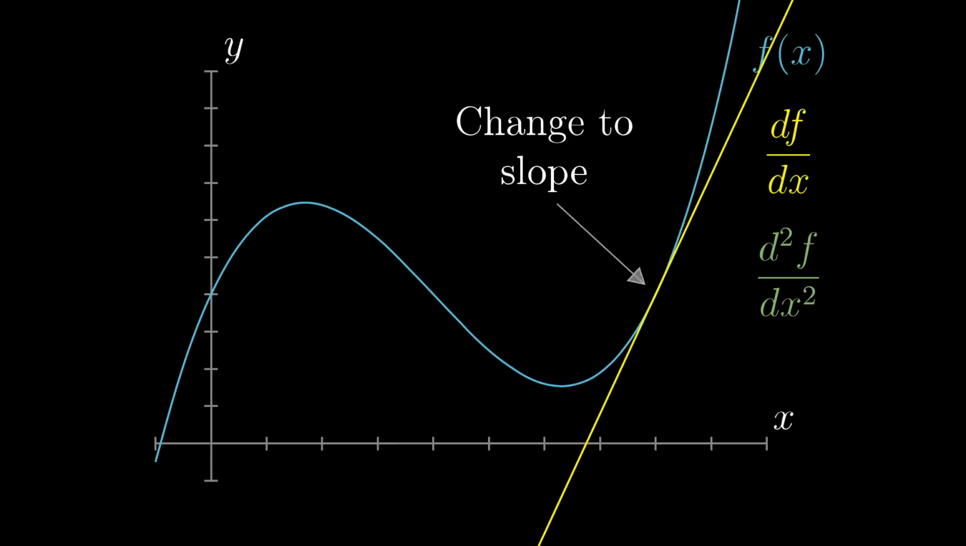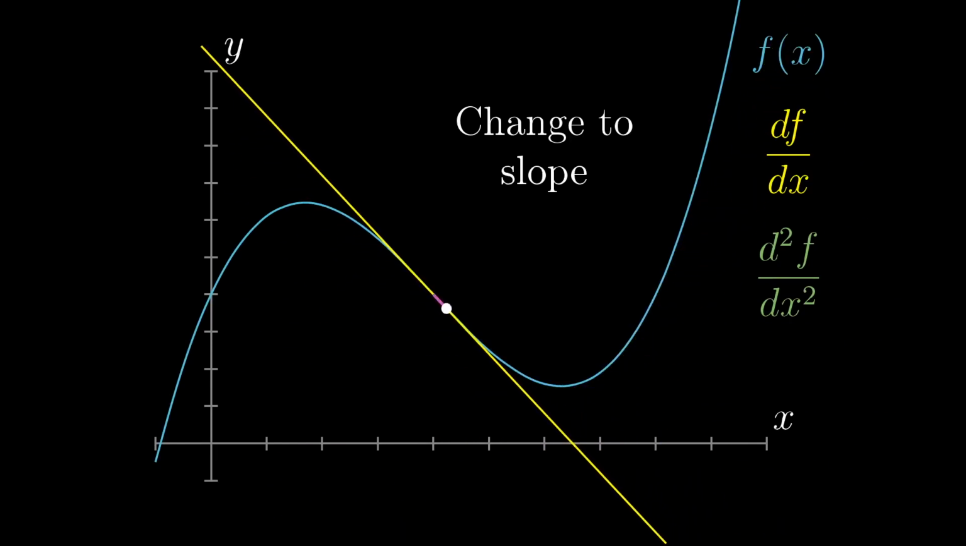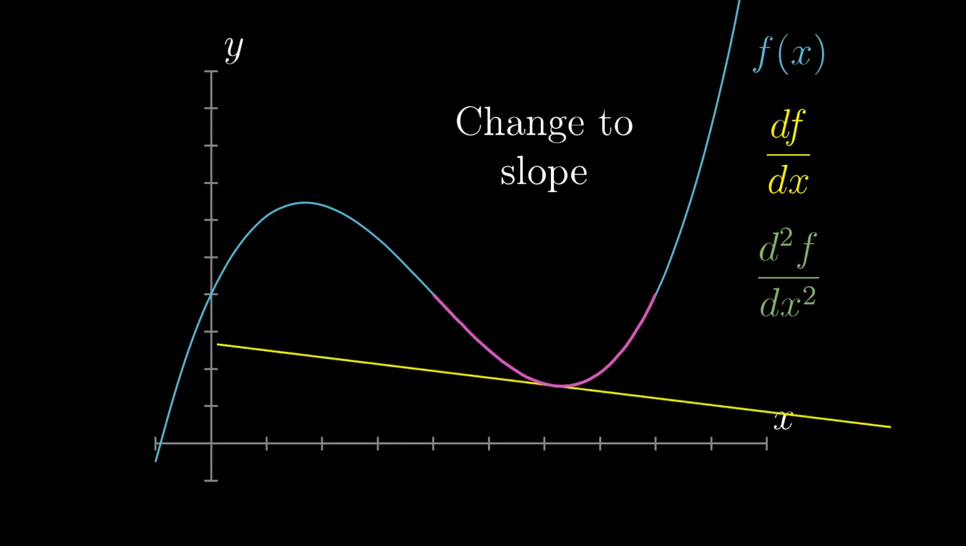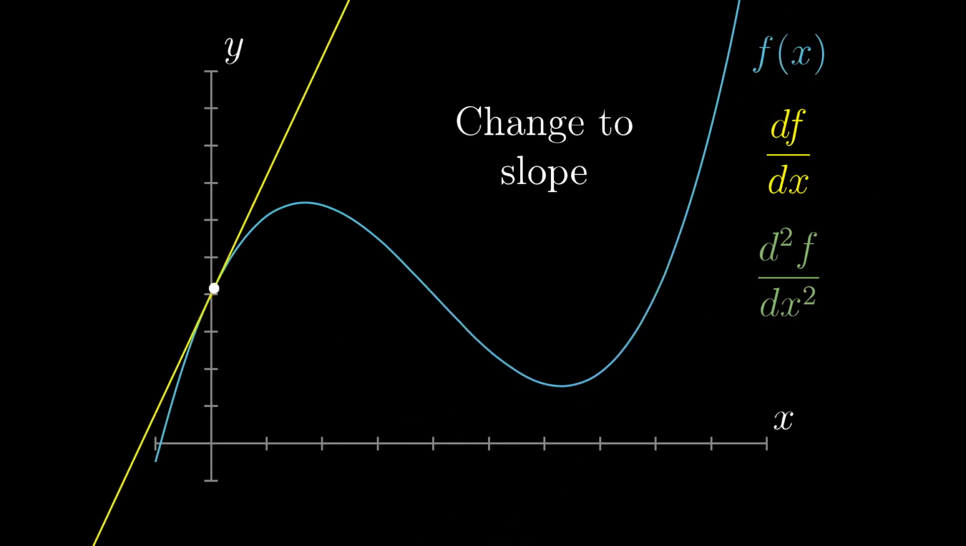The way to see that at a glance is to think about how the graph of f of x curves. At points where it curves upwards, like this, the slope is increasing, and that means the second derivative is positive. At points where it's curving downwards, the slope is decreasing, so the second derivative is negative.